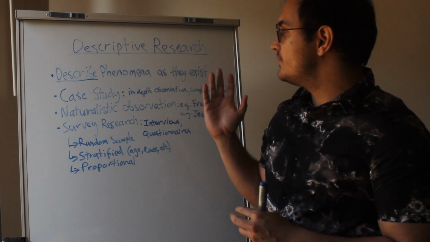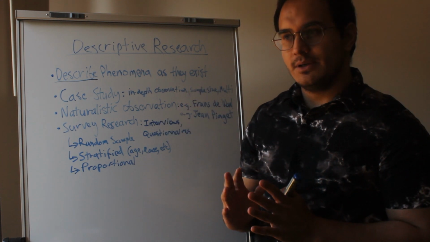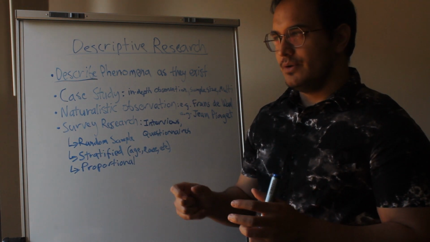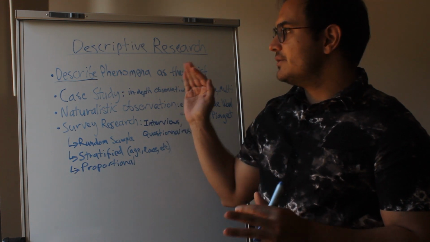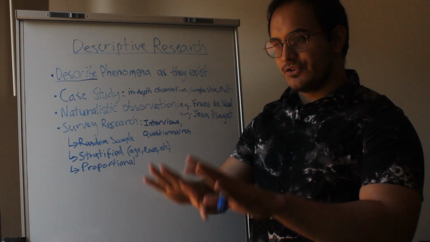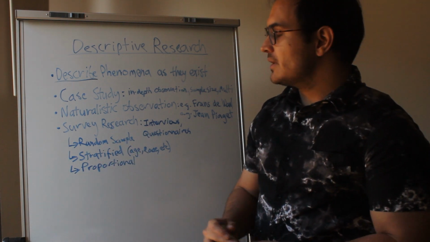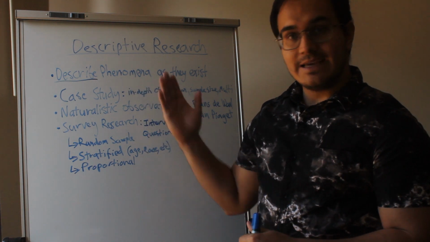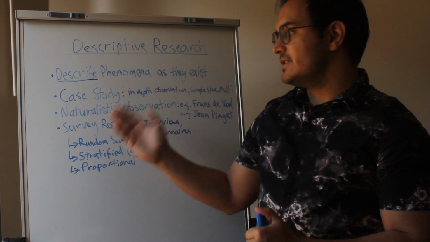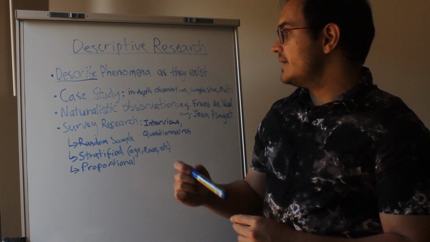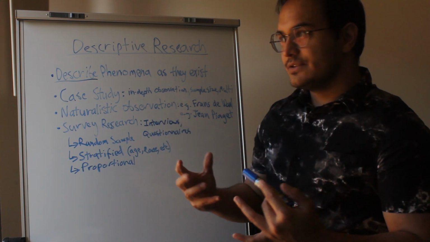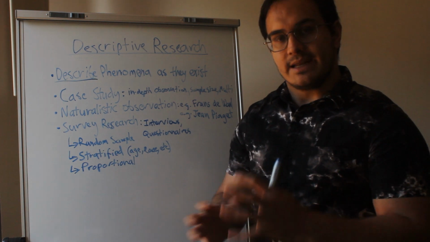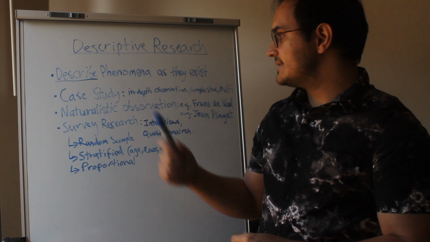Okay, so descriptive research describes phenomena as they exist. So instead of doing an experiment and trying to manipulate a variable, descriptive research just observes and describes what is being observed. Okay, so examples of this are case studies, naturalistic observations, and survey research. In case studies, they're in-depth observations. The sample sizes are normally pretty low, but you can mitigate against that by doing multiple case studies.